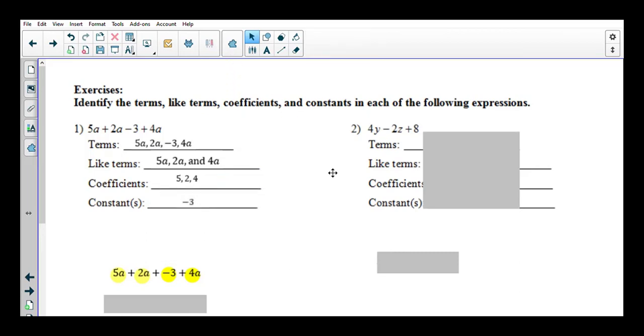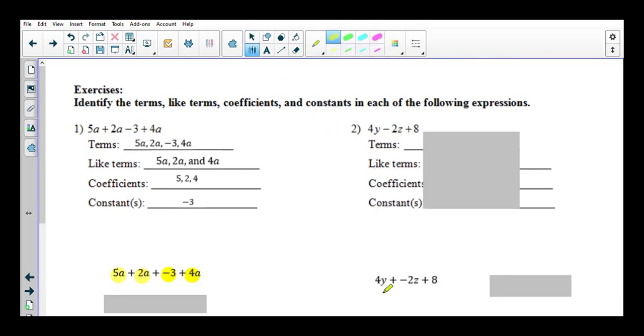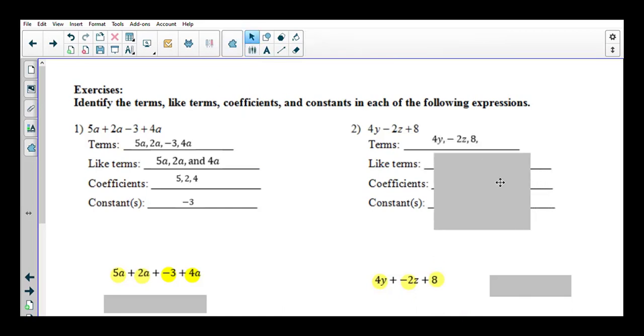Number 2, don't forget to rewrite this one as addition. So I'm going to rewrite it as 4y plus negative 2z plus 8. My terms, I'm going to highlight those, are 4y, negative 2z, and 8. So you'll see that I listed them here. We do not have any like terms in this expression. I have an extra comma in there, just ignore that. We do not have any like terms since we have a y, a z, and a constant. So we type or write none.